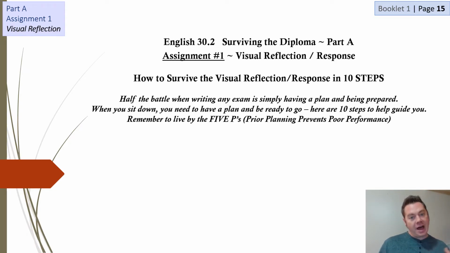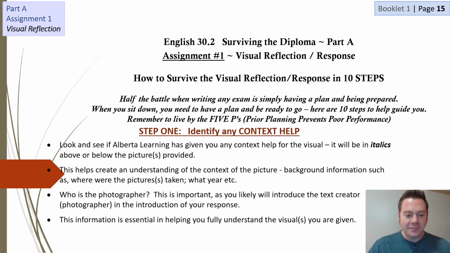Remember to live by the 5 P's. Prior planning prevents poor performance. That's a little alliteration for you there. So step 1 is identifying any contextual assistance or context help for you. Look and see if Alberta Learning has given you any context help for the visual.